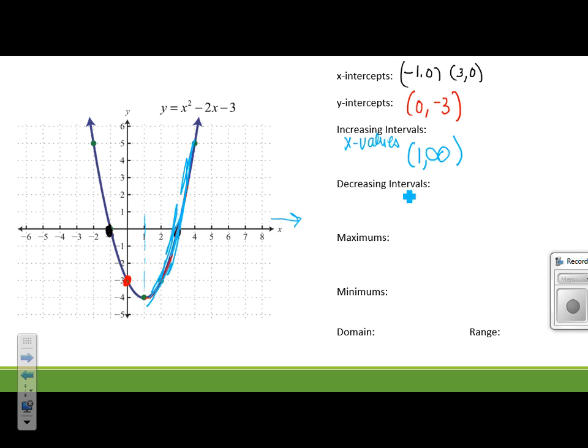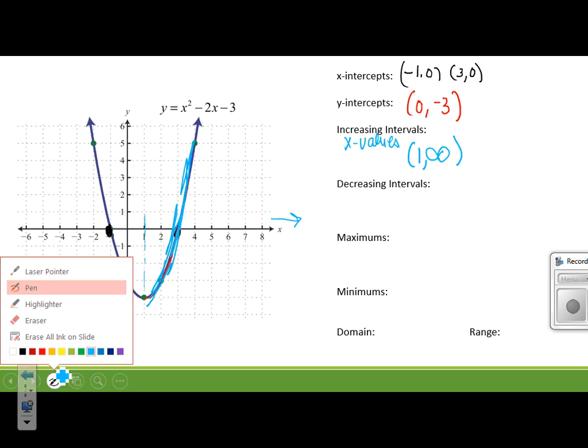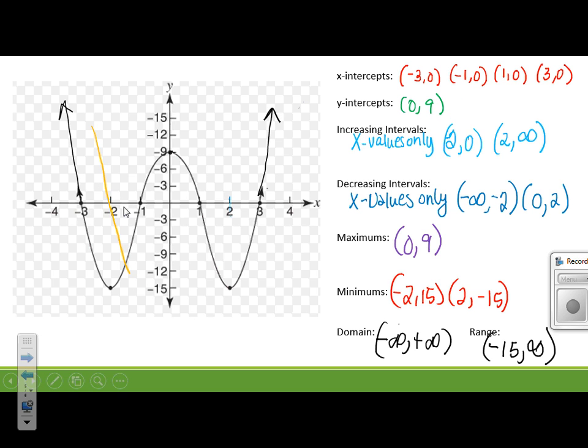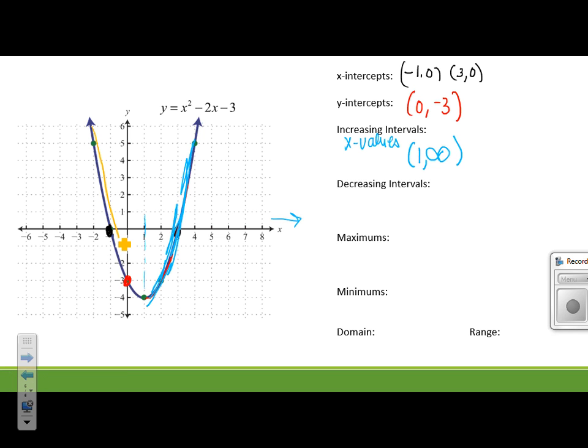Decreasing intervals, okay, would be the downward area. So this would be the decreasing interval here. So that goes from negative infinity all the way to positive 1. Okay, maximums. There are no maximums because the graph goes to infinity. So I'm going to put no relative maximums.